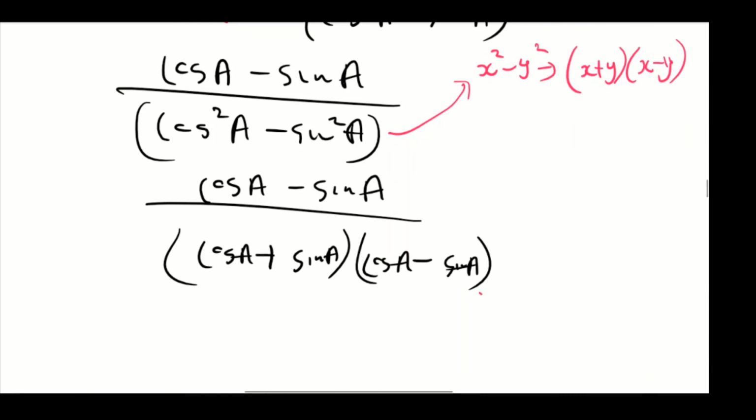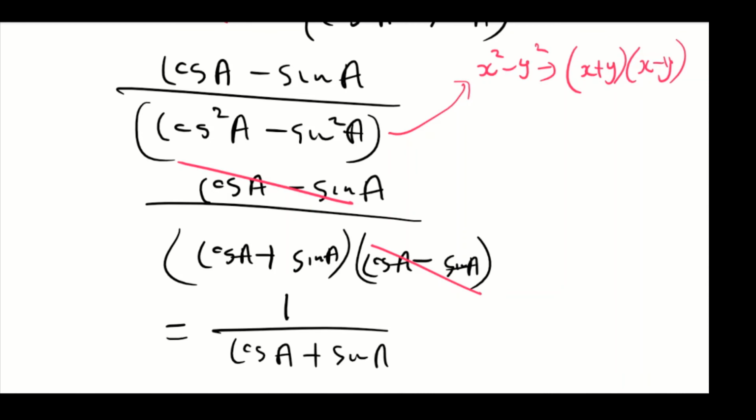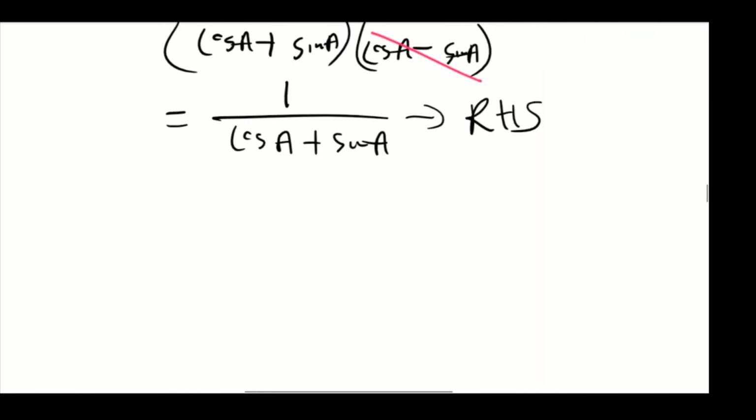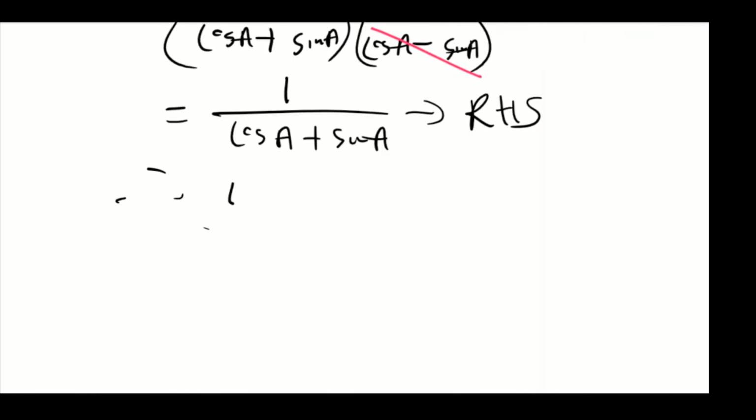So the minus will divide out with this minus, and then you'll remain with 1 over cos of A plus sine of A. So this is equal to the right hand side. So this is the right hand side, if you remember clearly. So therefore this confirms now that the left hand side is actually equal to the right hand side.